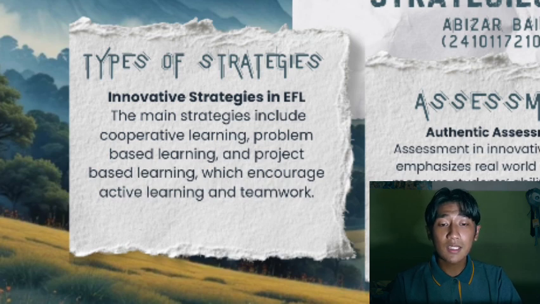Okay. The second is problem-based learning. Problem-based learning focuses on solving real-world problems. In this strategy, students are given a problem related to a real-life situation and asked to find a solution using their knowledge and language skills. This approach helps students think critically, apply what they have learned, and understand the relevance of English in real contexts. Problem-based learning is effective in developing critical thinking skills, although it requires careful planning from the teacher.